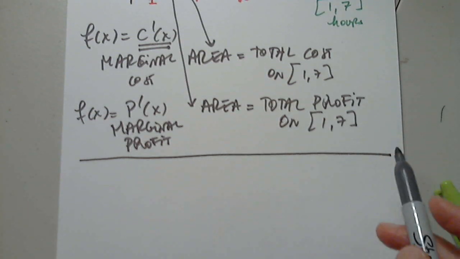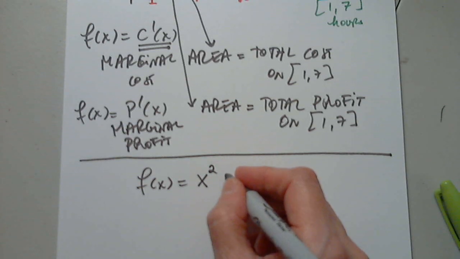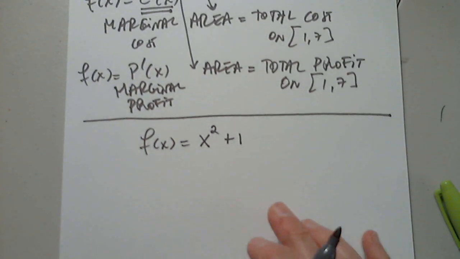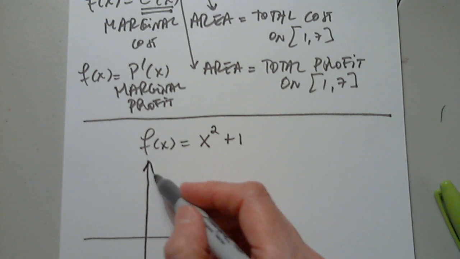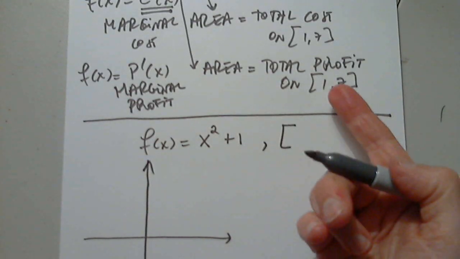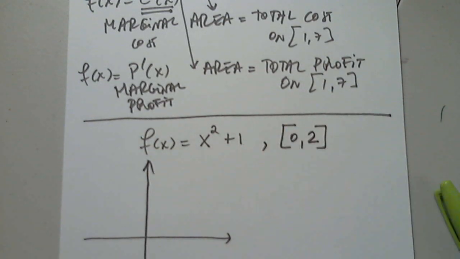Okay, so let's say I will choose a very simple function, x squared plus 1. Everyone knows how to graph this function. I'm going to choose an interval, of course. We have to look at an interval. Very simple interval, 0, 2.